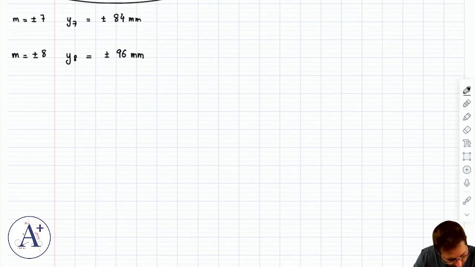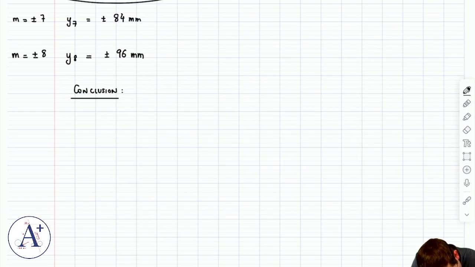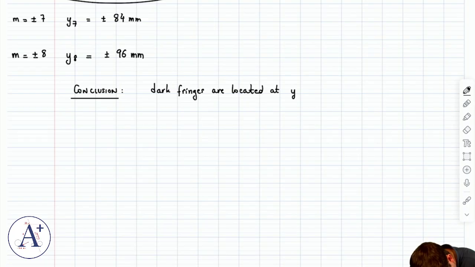And so the conclusion is that dark fringes are located at y equal to plus or minus 36 millimeters, and y equal to plus or minus 72 millimeters.